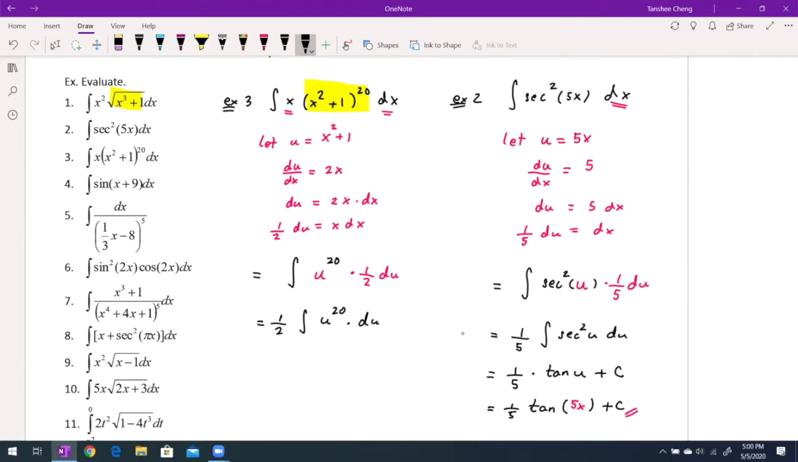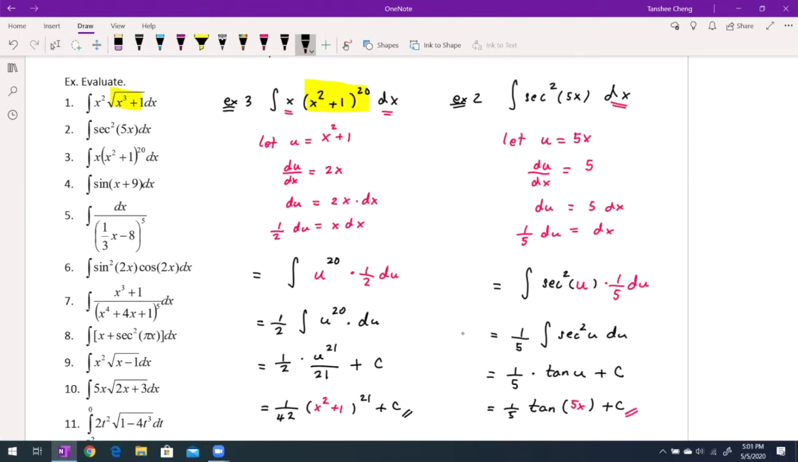Now taking the antiderivative, the integral of u to the 20th power becomes u to the 21st divided by 21 plus a constant. Simplifying this and substituting back the original variable, that would be 1/42 times u to the 21st power, which is x squared plus 1 to the 21st power plus a constant. This gives us our final answer for this indefinite integral.